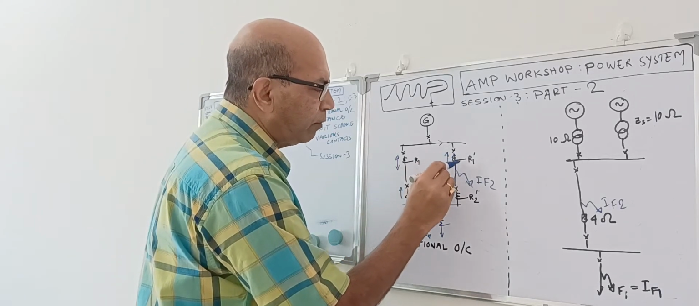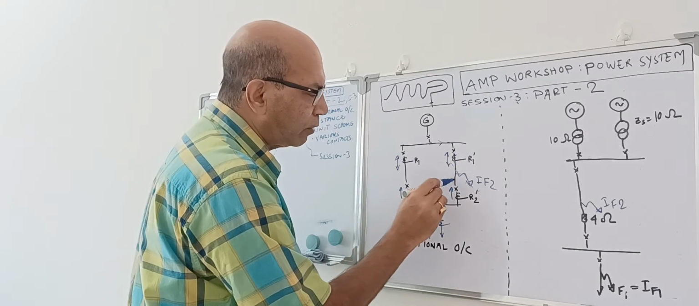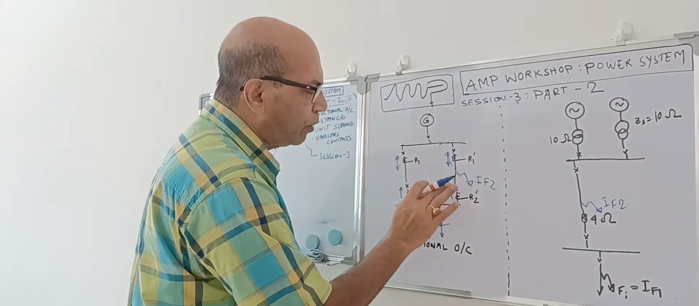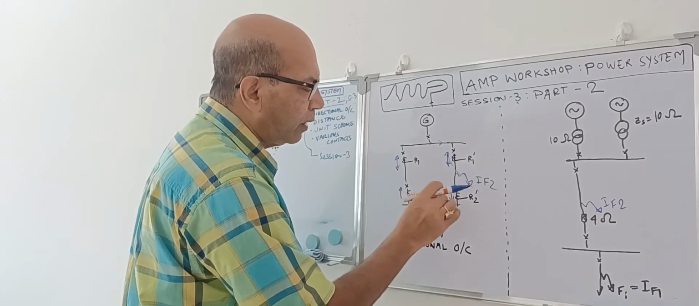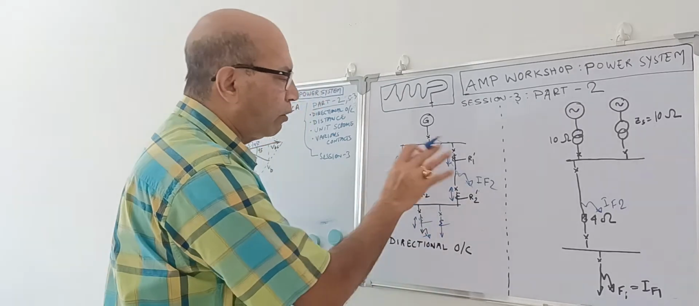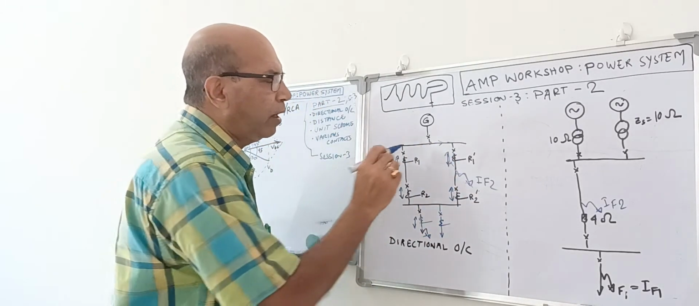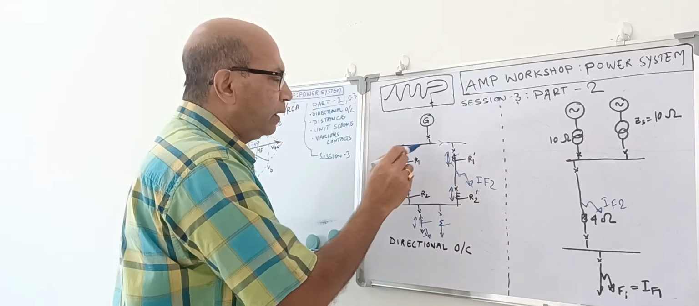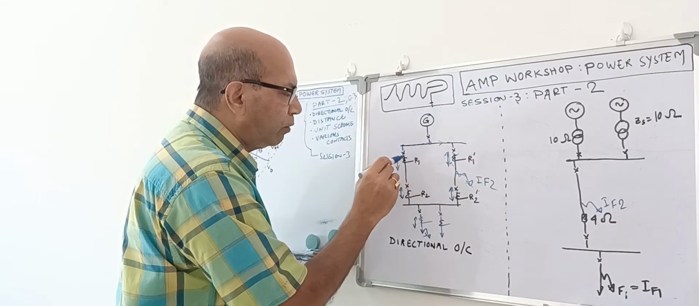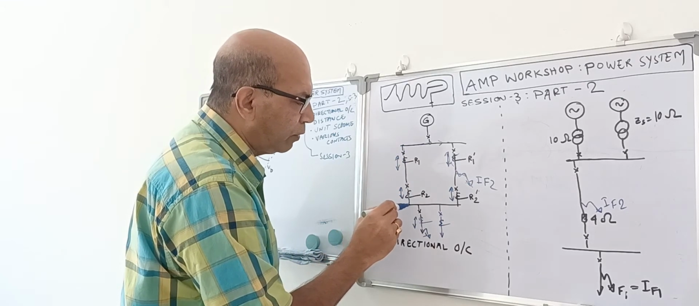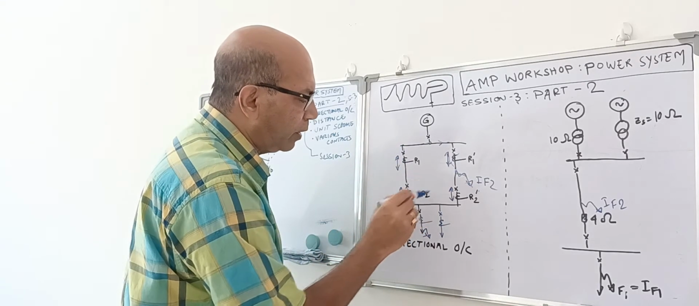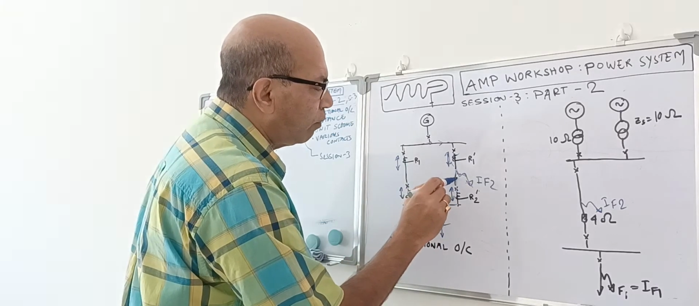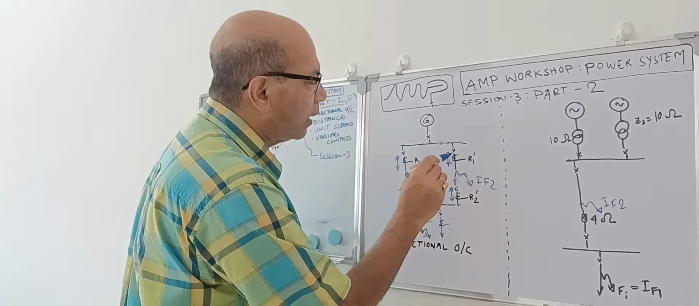Suppose this is a non-directional element, and this is also non-directional, meaning it can see current this way as well as this way. If we consider this is also the same, it can see both ways, and this also, so all are non-directional. If all are non-directional, then what will happen? Current will come through this way and this will sense the current. Then another current will come this way, go through this. The fault path is over here, so all are closed. So it will go this way and then feed into the fault. One fault current is coming this way, and the other is this.